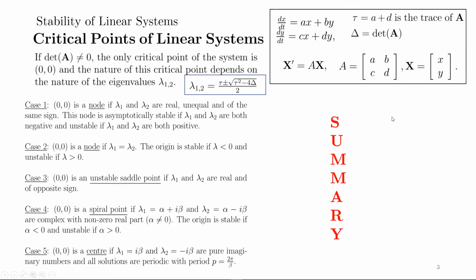This is just a reminder from the last class, critical points of linear systems. This was basically the summary slide that we had, 5 cases, where the type and the stability of the critical point in each case was determined by the eigenvalue or eigenvalues of the coefficient matrix A. Okay, this is for linear homogeneous systems.